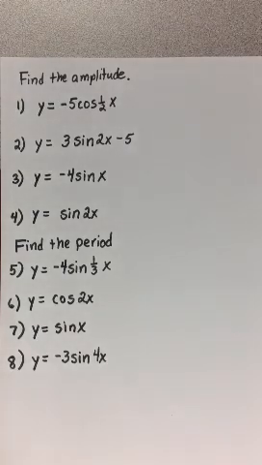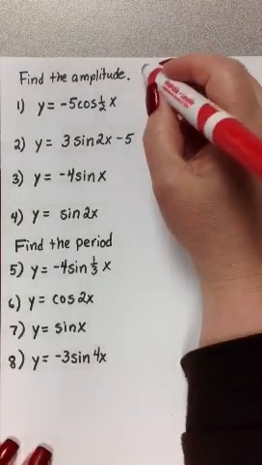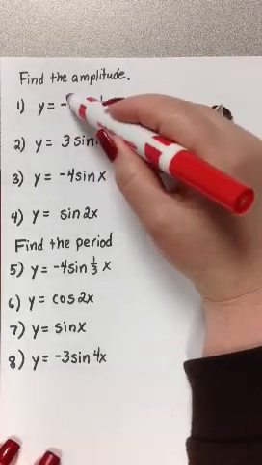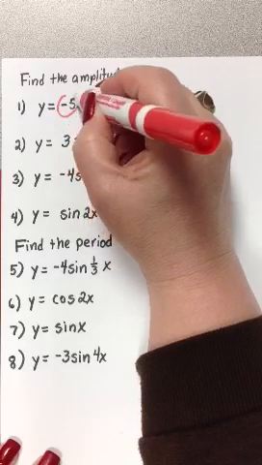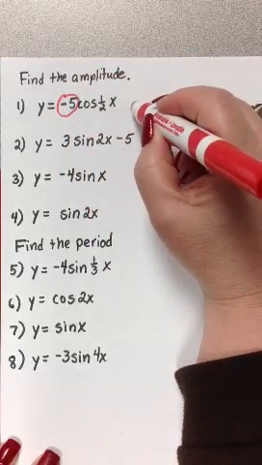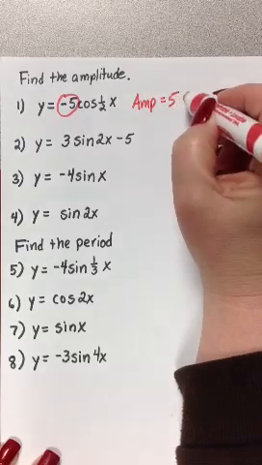Alright, on this particular exercise we are going to first of all find the amplitude. Remember, the amplitude is the absolute value of A. So whatever the first number is here, it's going to be the absolute value of that. The absolute value of -5 is 5, so we would say amplitude is 5.